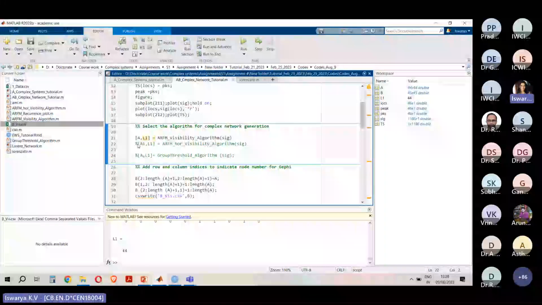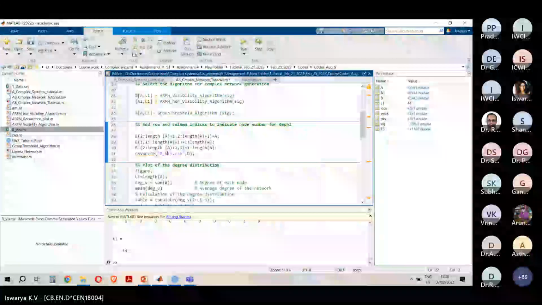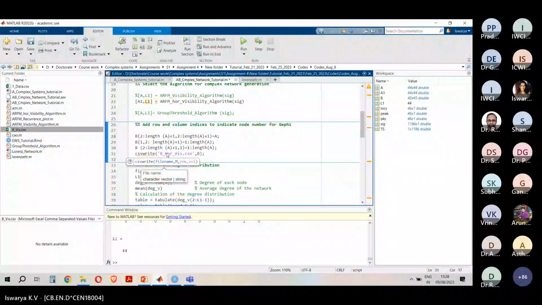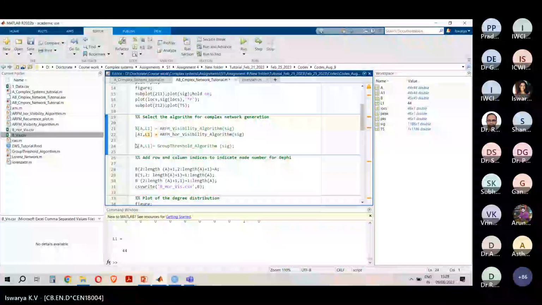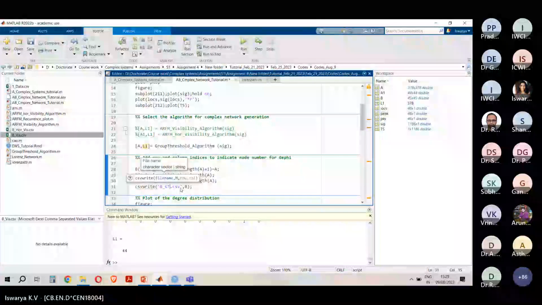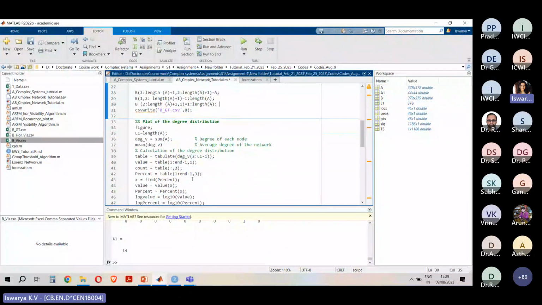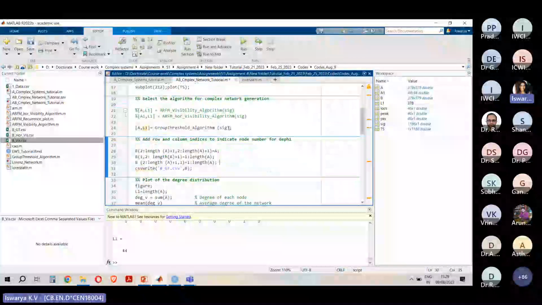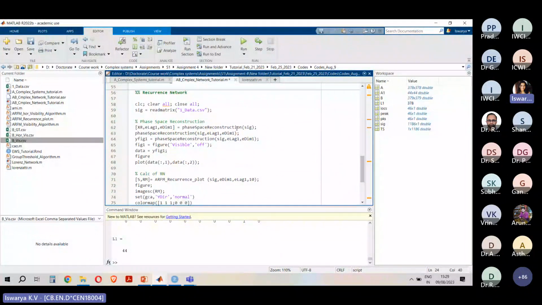Let me also generate two other graphs from two different complex network forming algorithms, the horizontal visibility algorithm and the group thresholding algorithm. Okay. Apart from the visibility algorithms and the group thresholding algorithm, we have one more method that we can use called the recurrence network.